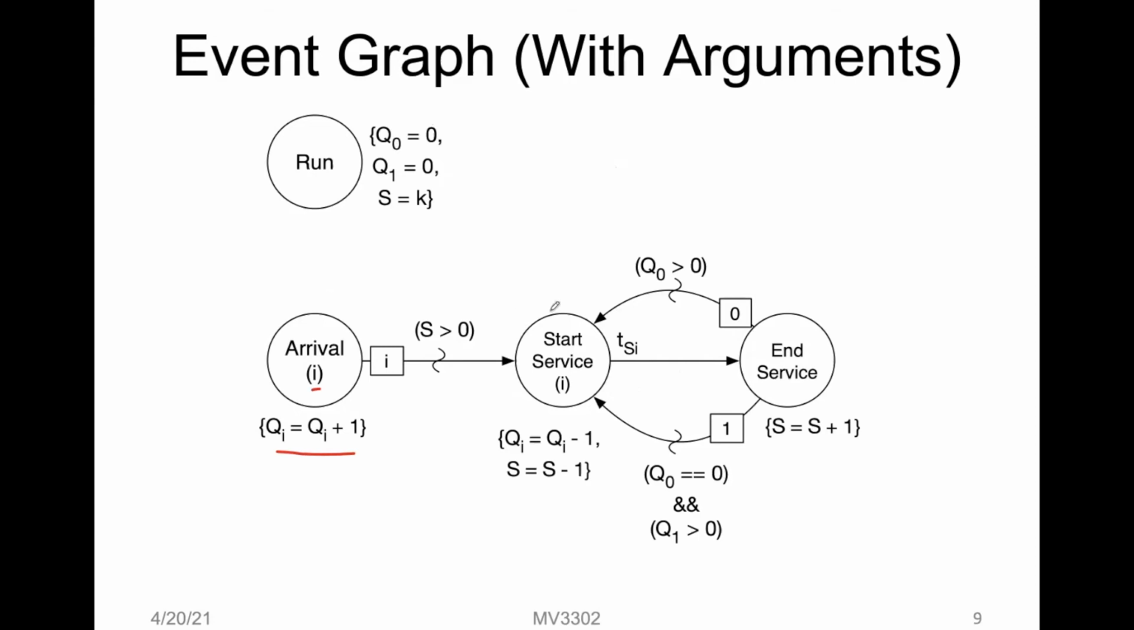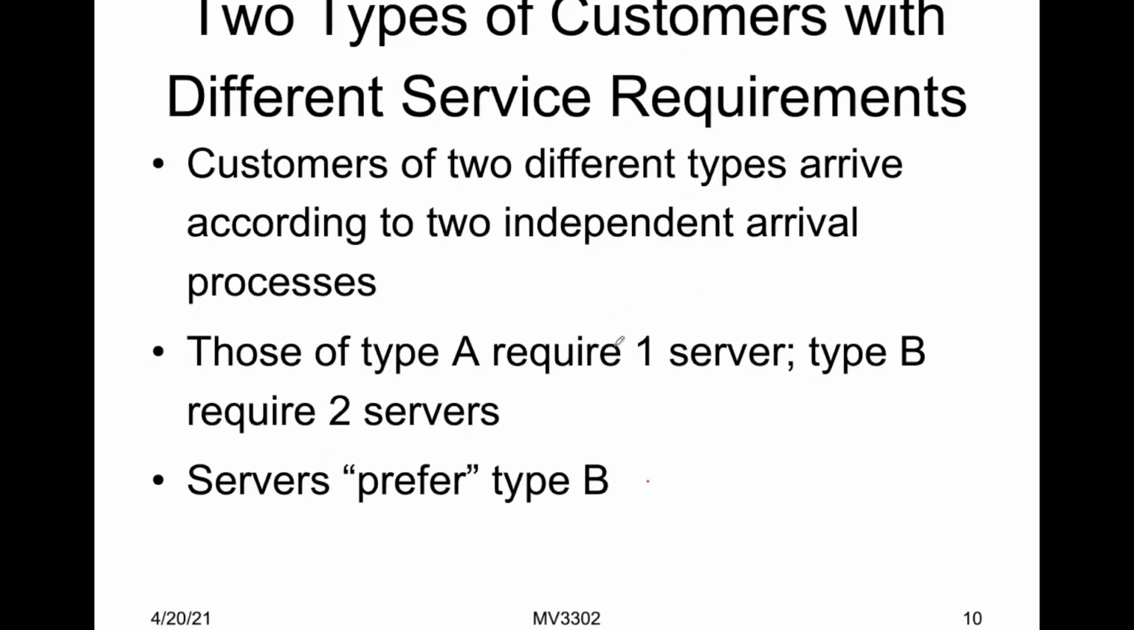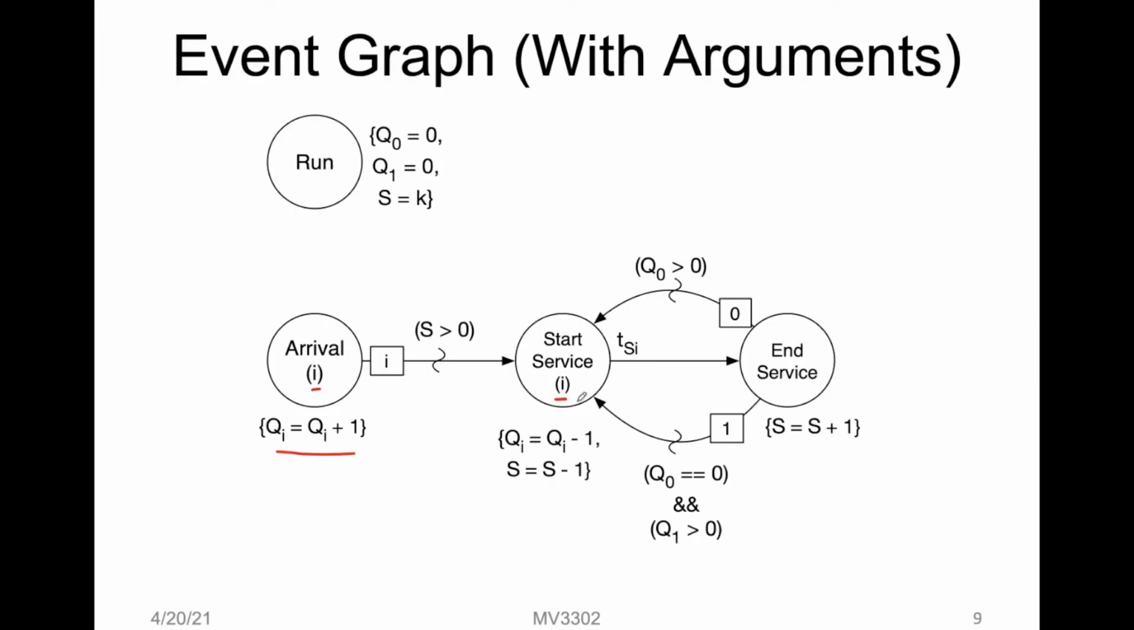And likewise for the start service, I have start service 0, start service 1. What if I parameterize that and said, give me a start service, and I'll tell you when it's scheduled, which type it is, 0 or 1. So I always decrement S, but now I'll decrement Q sub I. And how do you know what I is? Remember, every event has to have that information. So I'm telling the start service event which customer type it is by passing it in. This is crucial.